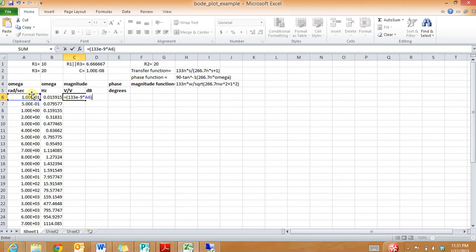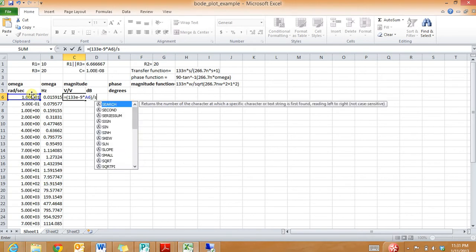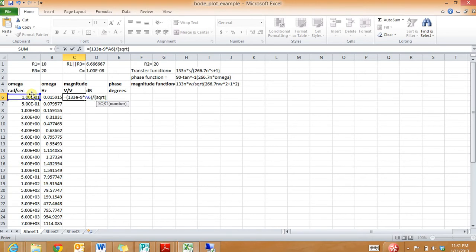So I can copy this and drag it down for the rest of those values, and it will automatically do that. And then I want to change each one of these volts per volt into dB. The translation into dB is 20 times the log base 10 of the volts per volt. So now I can copy these down also.